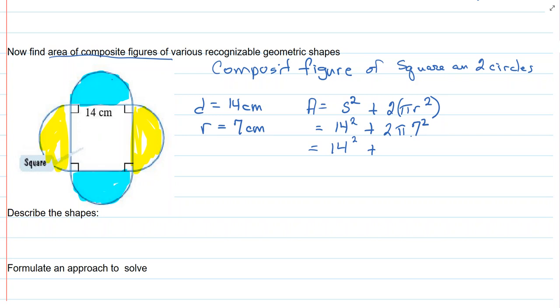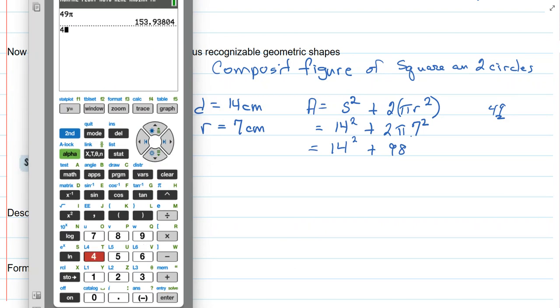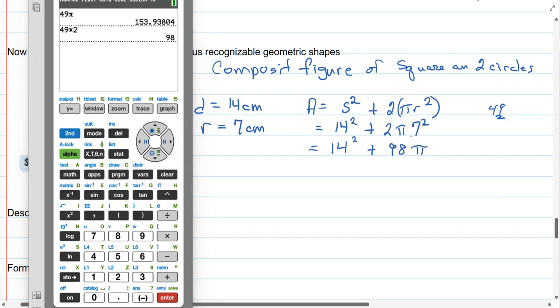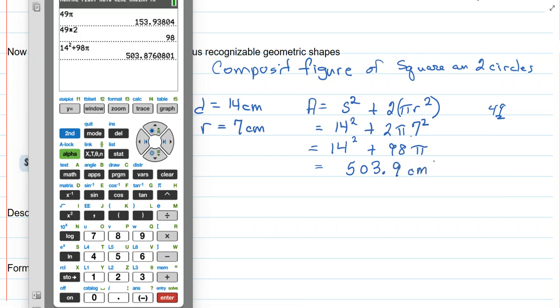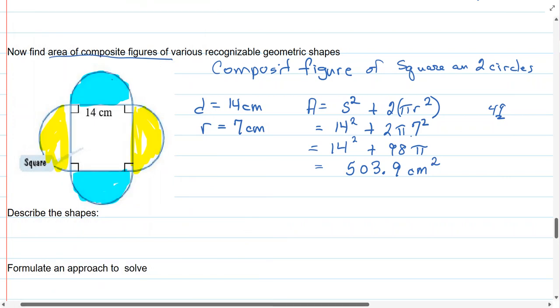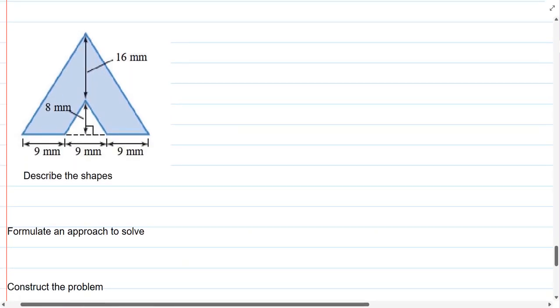And now we're going to give an approximation. This is 49 doubled is 98, if I'm not mistaken. Let's do my math. Yep, 98 pi. Now we're going to do the whole thing on the calculator. 14 squared plus 98 second pi, and enter. And I get 503.9, and this is in centimeters squared. The area of 2 circles and the area of the square. All right, now we have the shaded area.